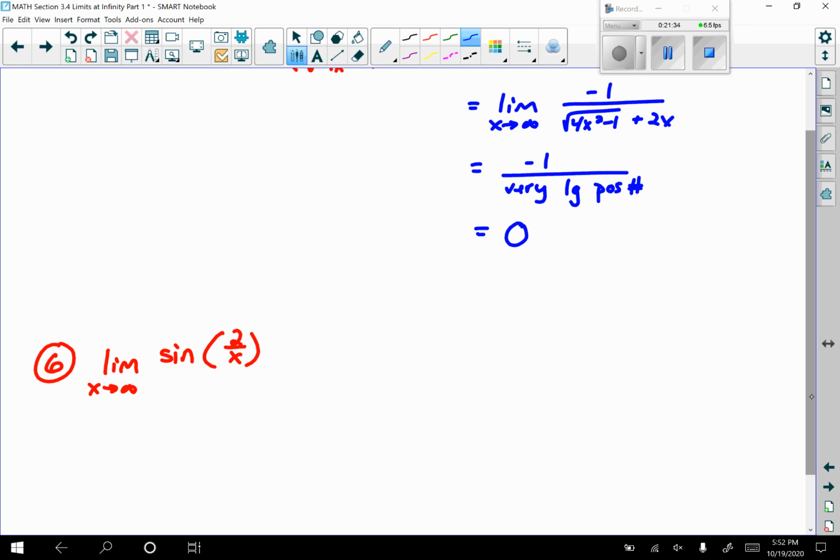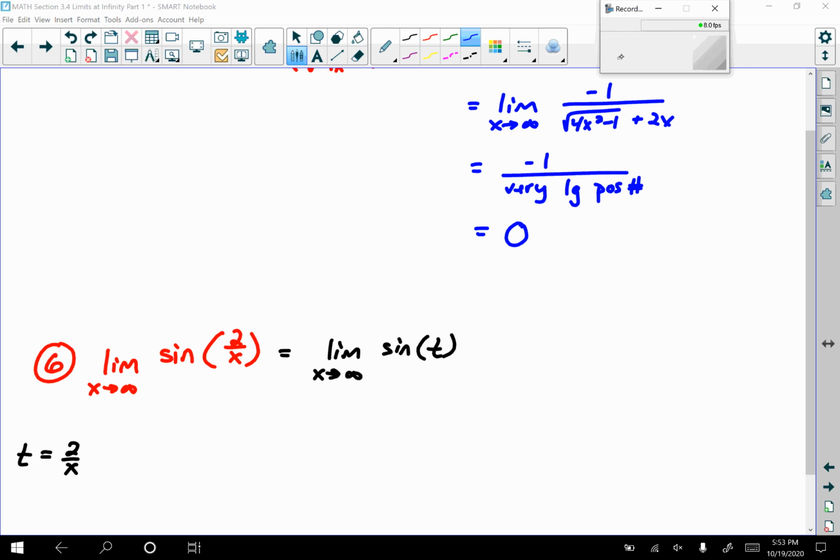All right, just a few more we're going to go through here. Now here we kind of have to do a little substitution step. Let's set another variable here, t equal to 2 over x. So now this becomes the limit as x approaches infinity of sine of t. If we go back to t equal to 2 over x, as x increases without bound, t is getting smaller and smaller, so t goes to 0.